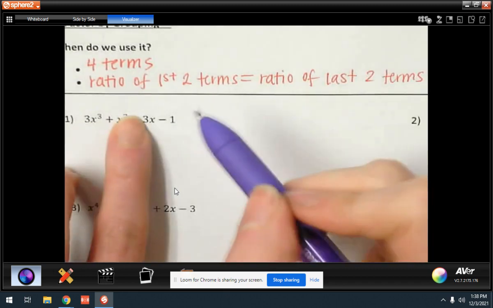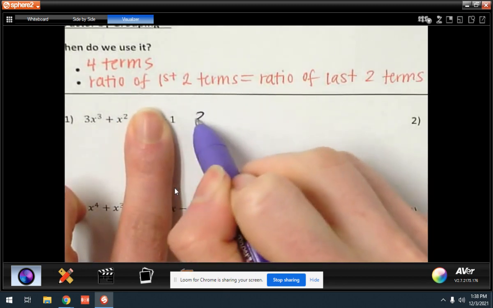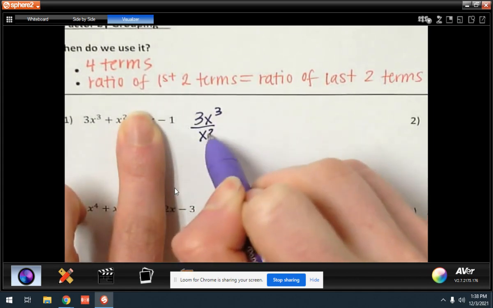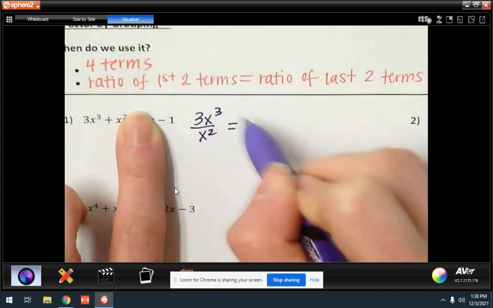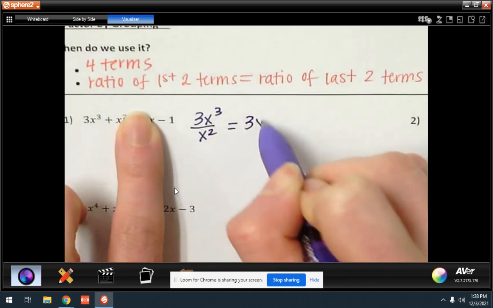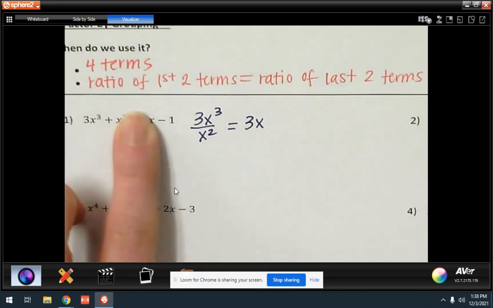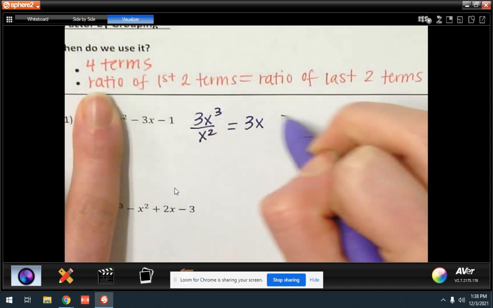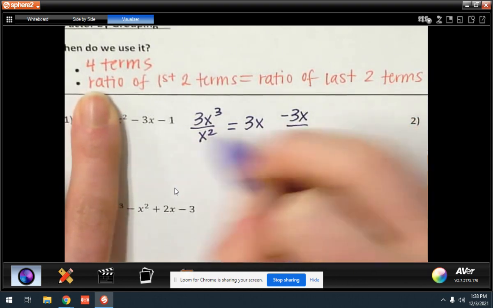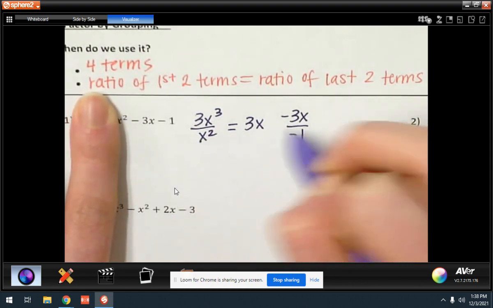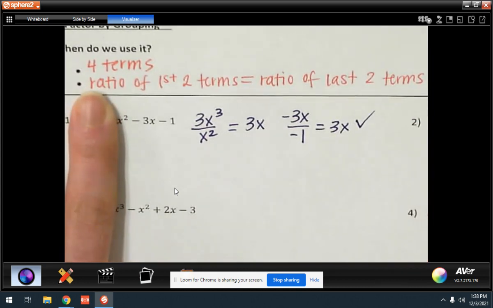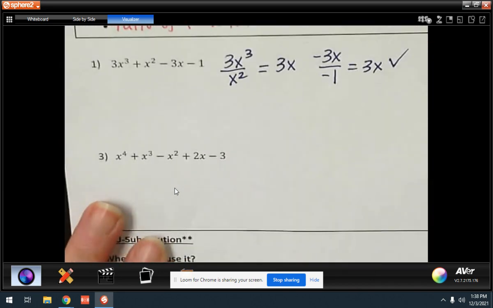And so if you look at the ratio of the first 2 terms, our first term is 3x cubed. Our second term is x squared. If I simplify this fraction, it simplifies to 3x. If I look at the second 2 terms, the first one is negative 3x over negative 1. That also simplifies to 3x. And so the ratio works. Okay, just showing you how that ratio goes. And so I know factor by grouping will work.